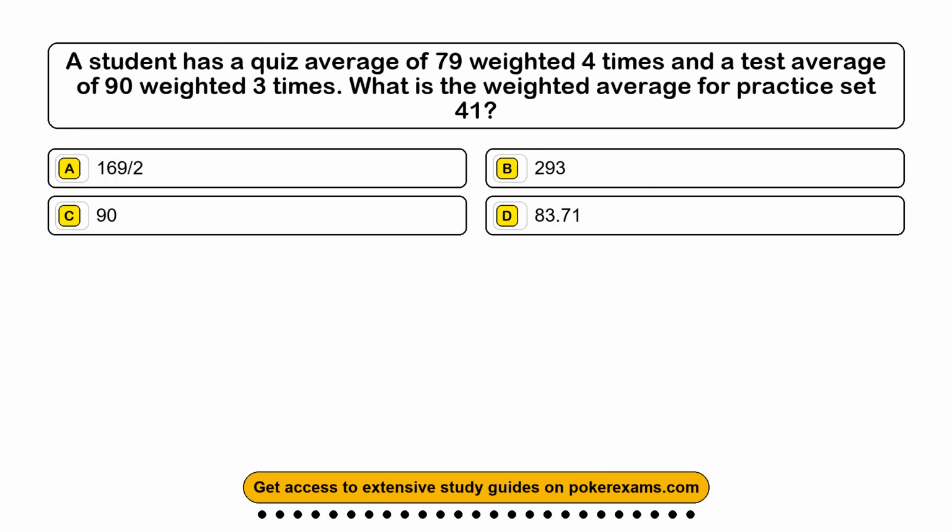Question 20. A student has a quiz average of 79 weighted 4 times and a test average of 90 weighted 3 times. What is the weighted average for practice set 41? Option A 169/2. Option B 293. Option C 90. Option D 83.71.